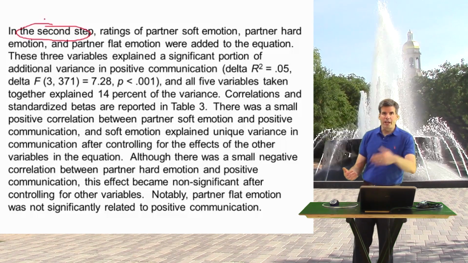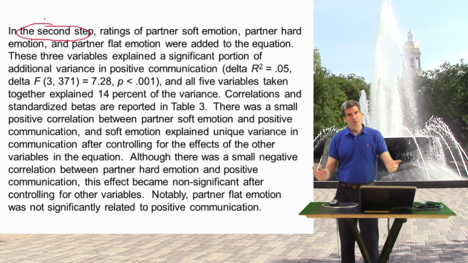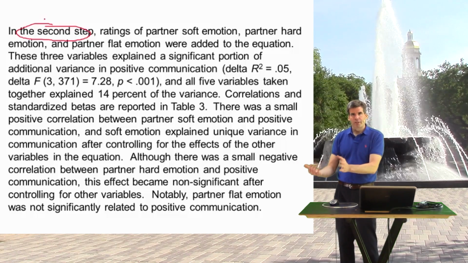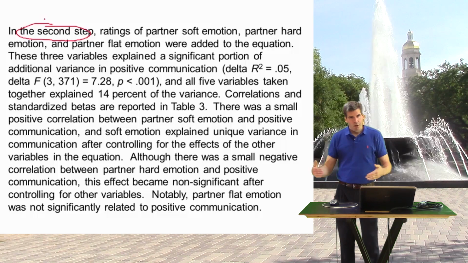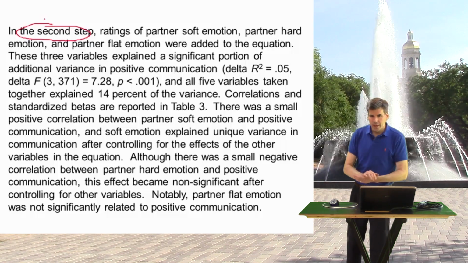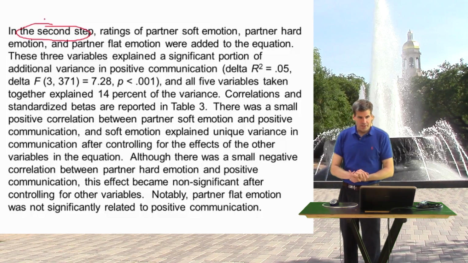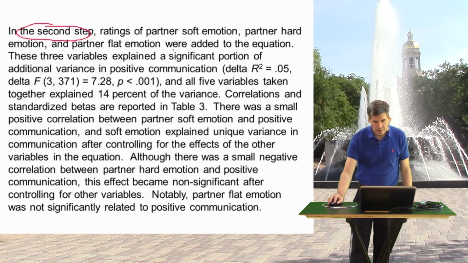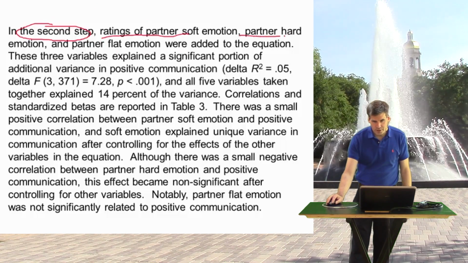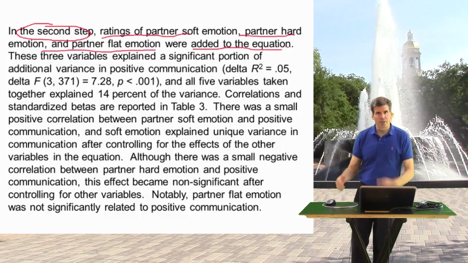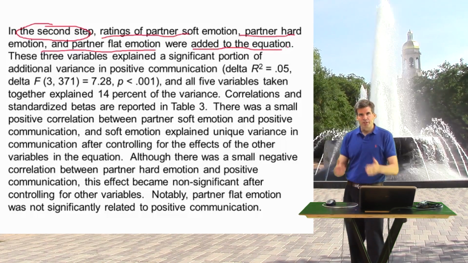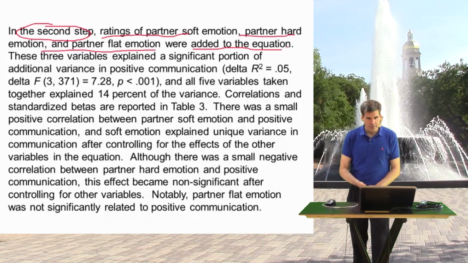The reader already knows what the outcome variable is. The reader already knows what two variables were entered at step one. So we don't need to repeat all that. At this point, we can just say what were the additional variables that were added to the equation at step two. So I'm just going to say that. Ratings of partner soft emotion, partner hard emotion, and partner flat emotion were added to the equation. So I'm just telling the reader what were the additional variables that were added to the equation.